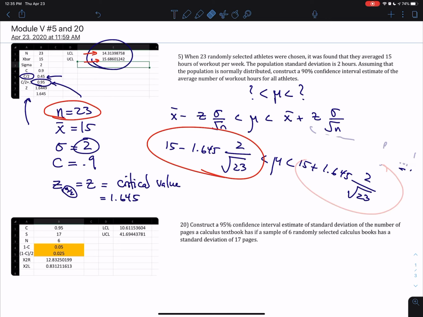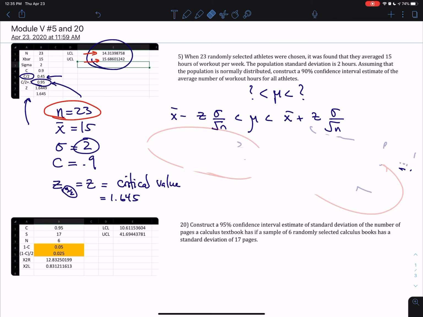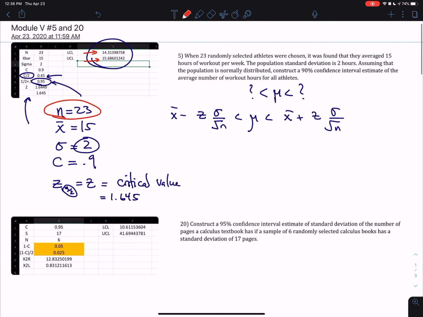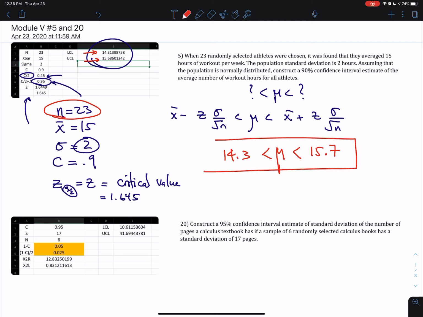So my final answer, if I write it in red, let me just erase all this stuff except the formulas. Okay, so if I want to just write the answer, and let's say I use 1 decimal place, it will be 14.3 and it will be 15.7. And that will be my response to that question. So I am 90% certain or confident that the actual mean number of workout hours for all athletes is somewhere between 14.3 to 15.7 hours.